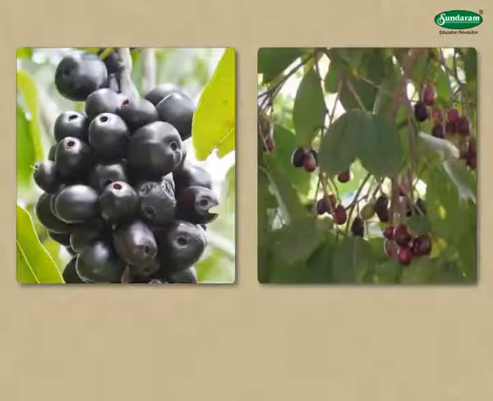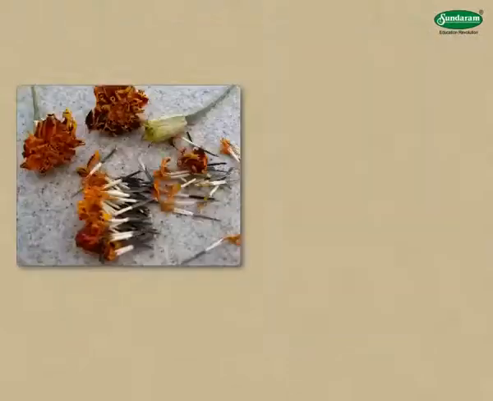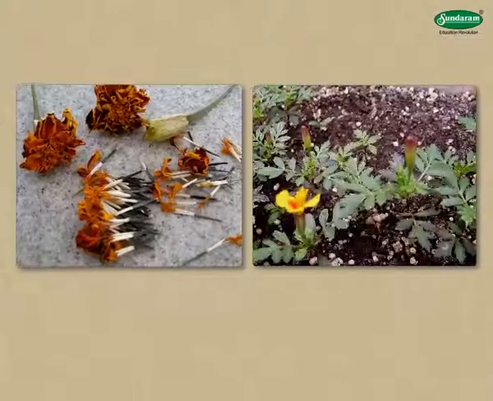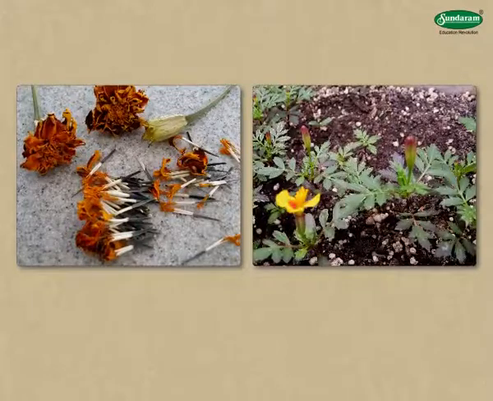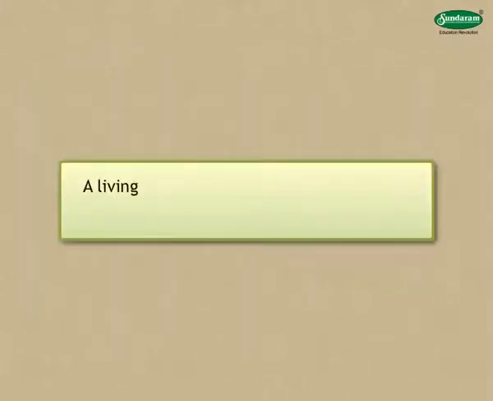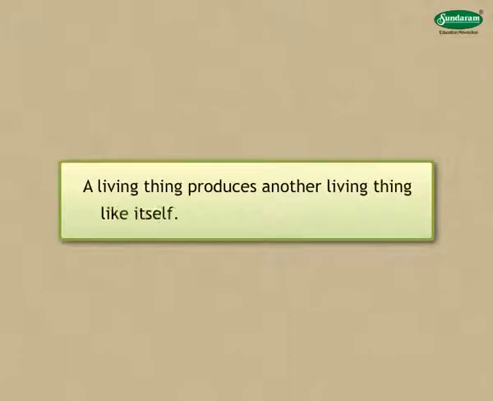Jamuns grow on a jamun tree. The jamun seed takes root in the soil and a jamun tree grows from it. Many seedlings grow from the dried flower of a marigold plant. A living thing produces another living thing like itself.